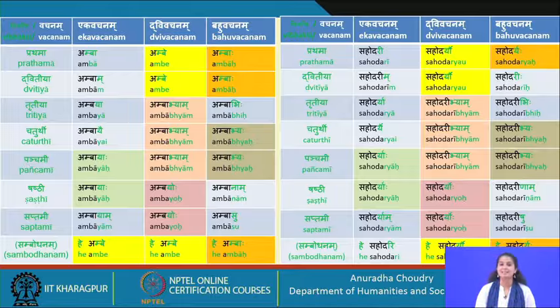And in the second case, it is very interestingly Sahodaryau. In the masculine, the dual form of the first and second case was Janakau. And here we have Sahodaryau. So you see Sahodari, it just becomes Sahodaryau. The other two are similar. So you had Ambe, the two of them, and Mitram became Mitre.